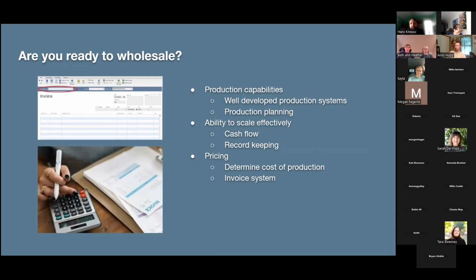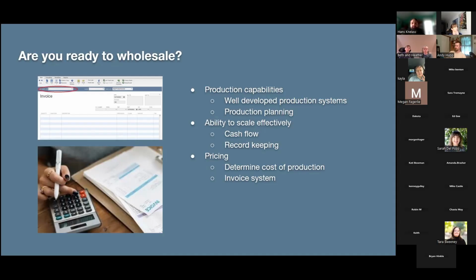You want to make sure you have the ability to scale effectively. This is having a good understanding of cash flow. You're going to have a little more upfront cost. A lot of times when you're trying to create more product, it's going to be more expensive. You want to make sure you have a really good record keeping system to accommodate that. And as part of that record keeping, you want to be able to determine your cost of production in order to make sure that you have the margins there to be able to sell wholesale. It's going to be slimmer margins, and the worst thing you can do is to get into some type of contract or situation and start to sell at a loss or something that's not worth your time.